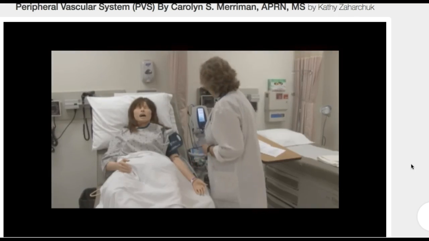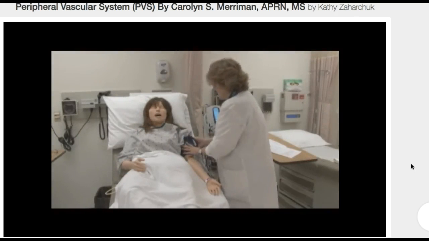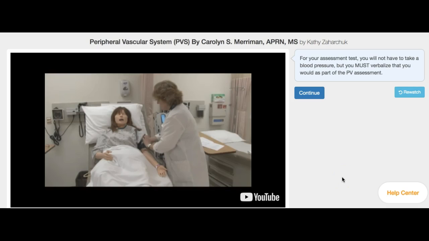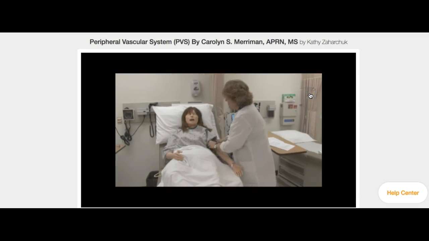All right, it's going to squeeze your arm. All right, that should be done good. And so along the way, I have the video stopping to just remind you that you do not have to take a blood pressure, but you have to verbalize that it would be part of the peripheral vascular assessment. So your blood pressure was 120/80.